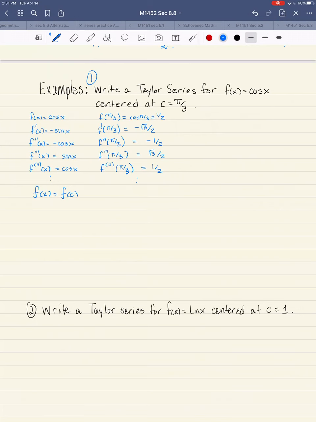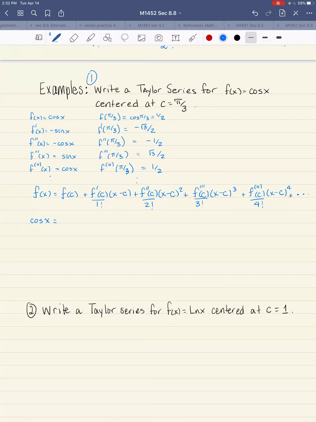So here's what we're doing. We're writing f of x as f of c plus f prime at c times x minus c plus f double prime at c times x minus c squared, triple prime at c times x minus c cubed. Now remember, we've got to include the factorials. Let's see, I've got all the way down to the fourth derivative, so let's go ahead and put the fourth derivative in here. And then we'll just put dot, dot, dot.